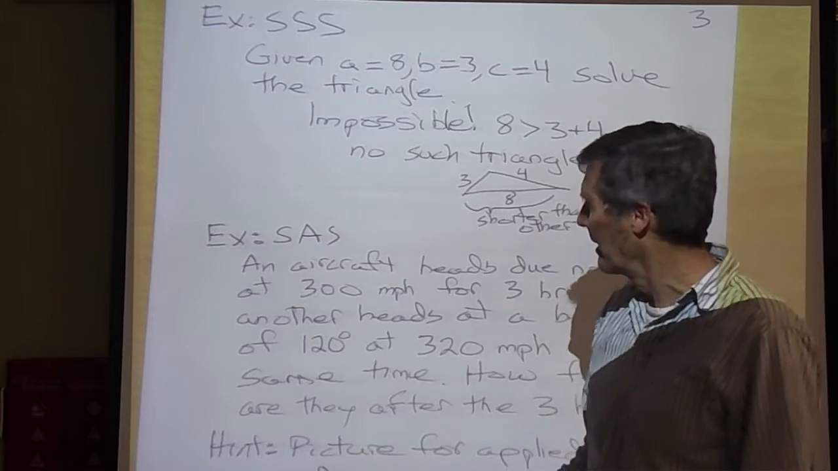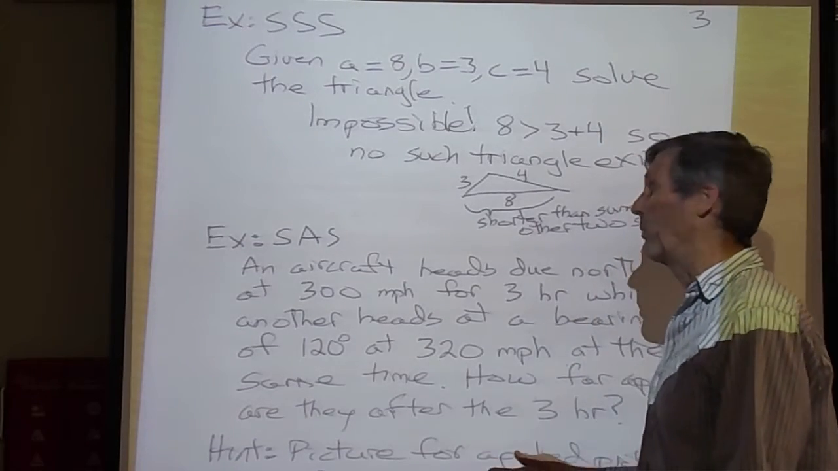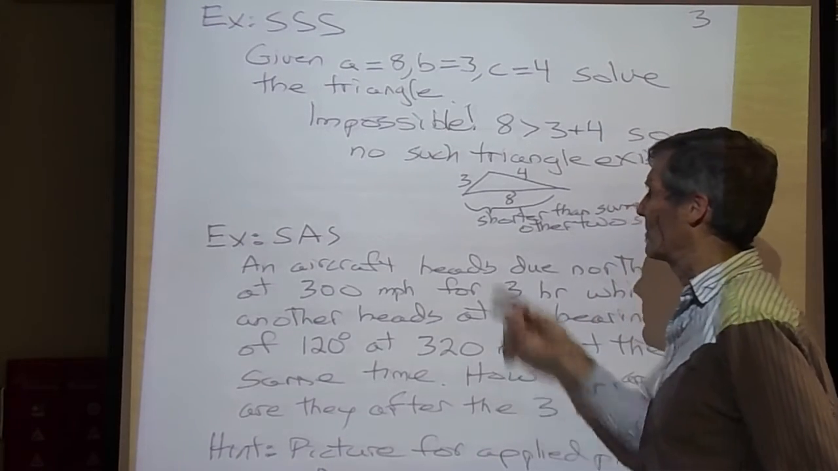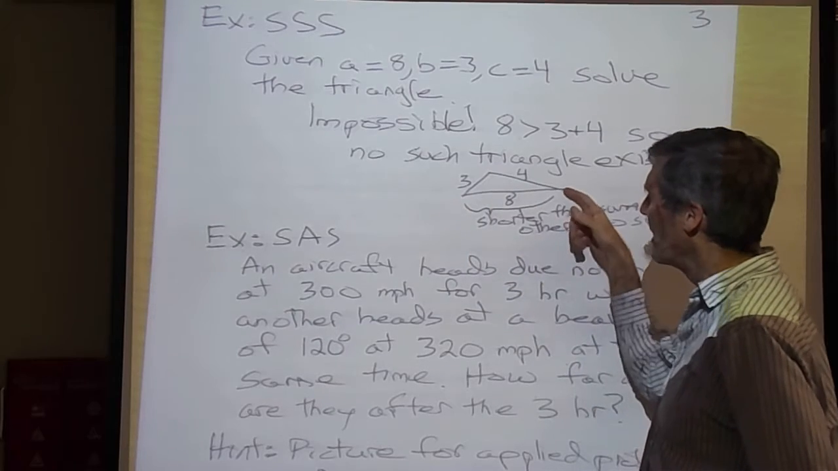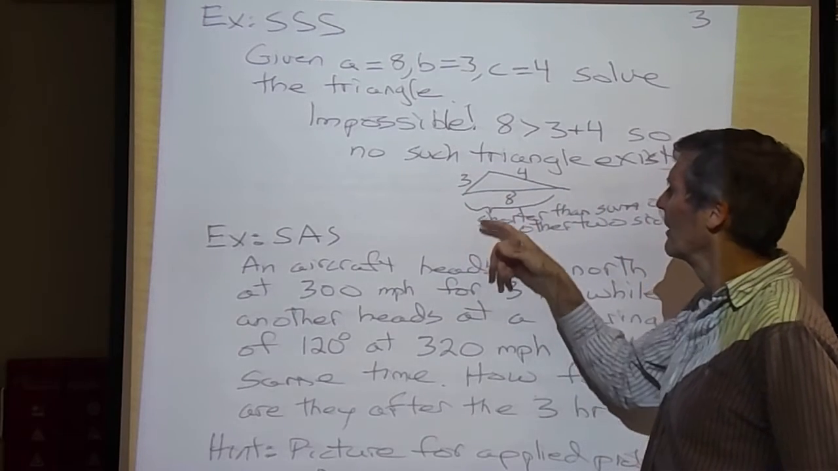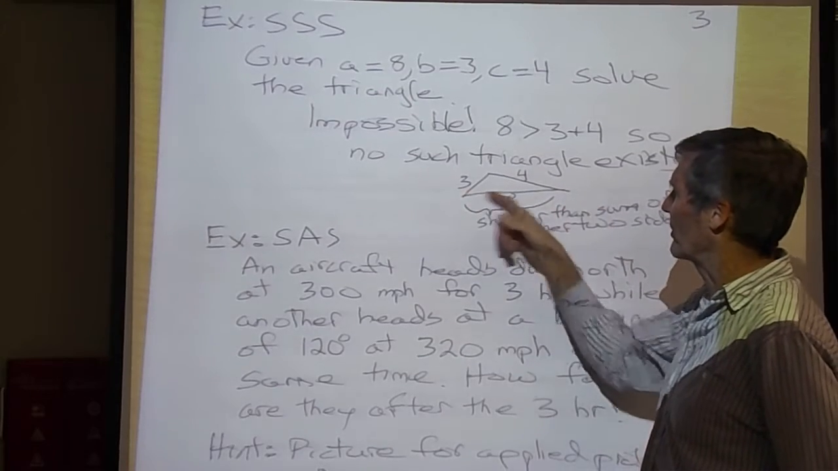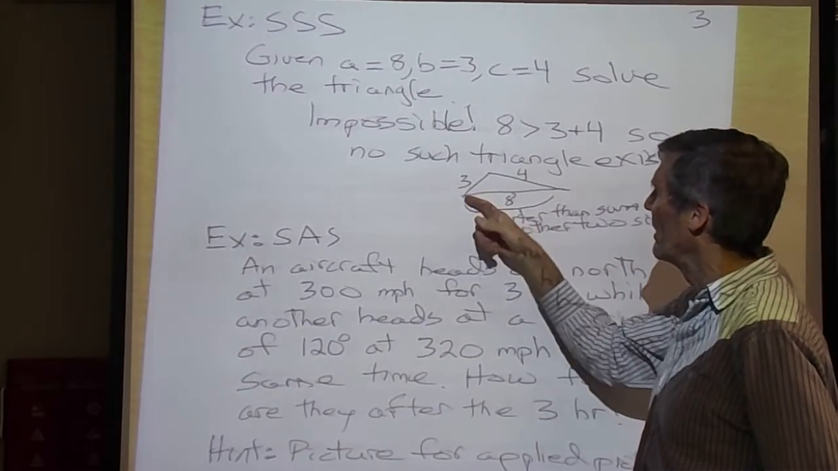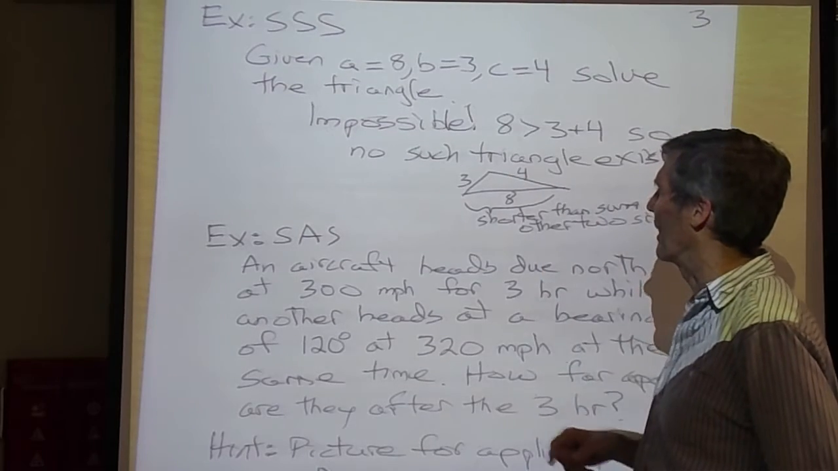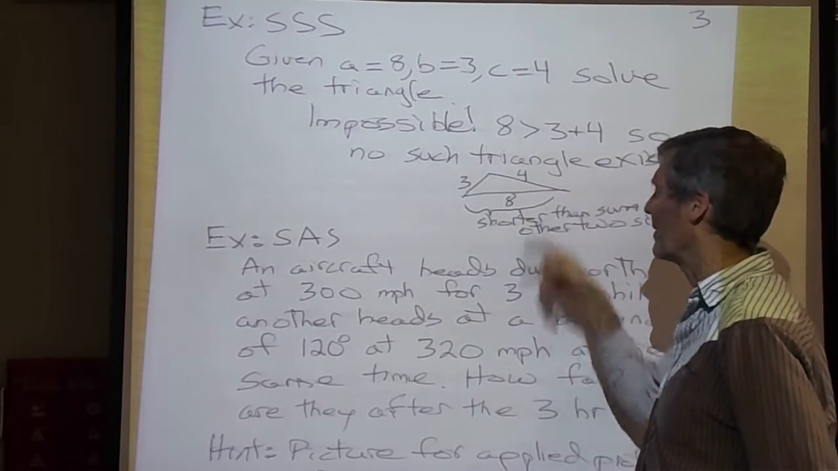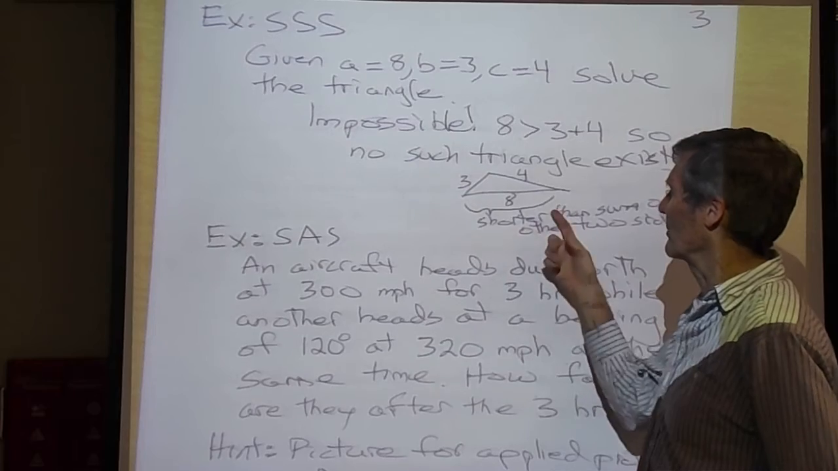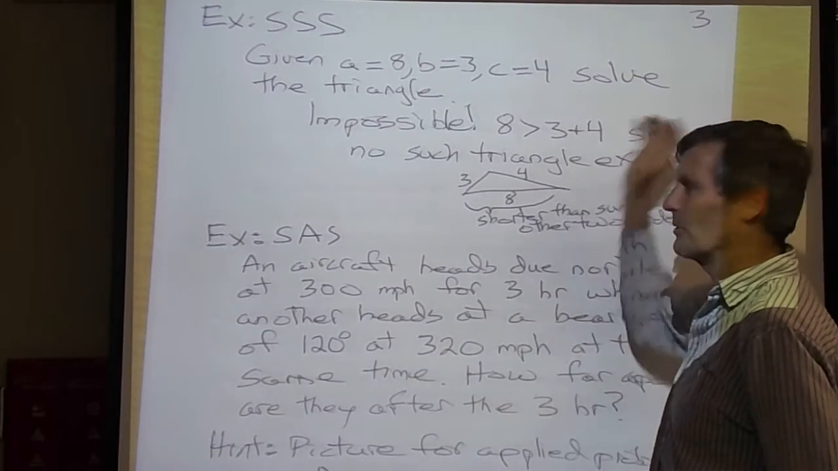Remember the sanity check we did last time? One of the 3 things in a sanity check was to make sure that the sum of these 2 sides is not bigger than this side. Well, 3 plus 4 is 7, which is less than 8. That can't be. The shortest distance between 2 points is a line. This is not the shortest distance. It's not a line. How can 7 be less than this? It's an impossible triangle. You simply immediately say, no such triangle exists.